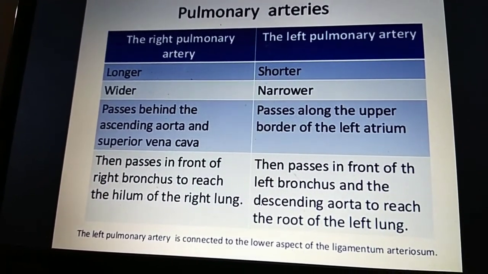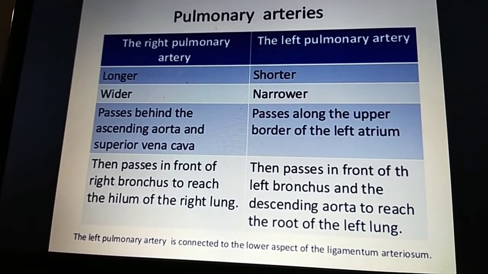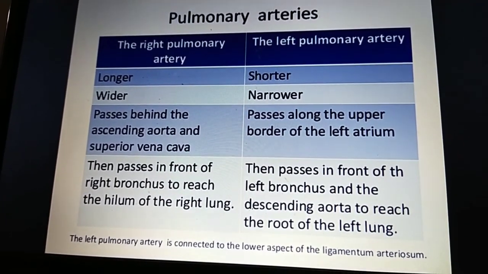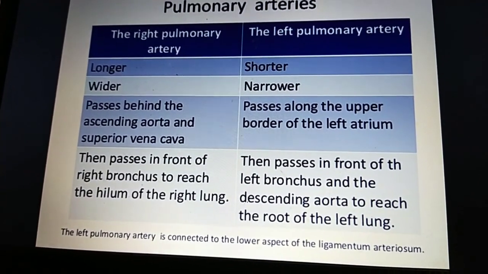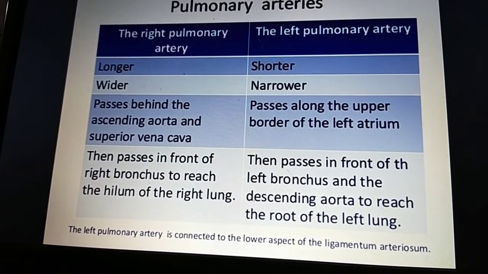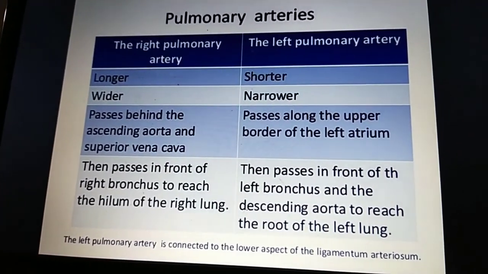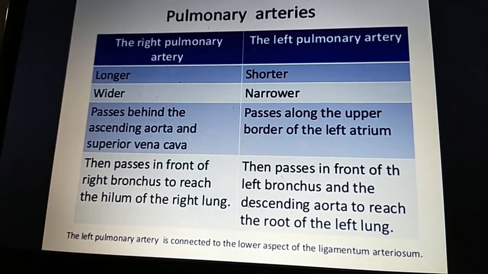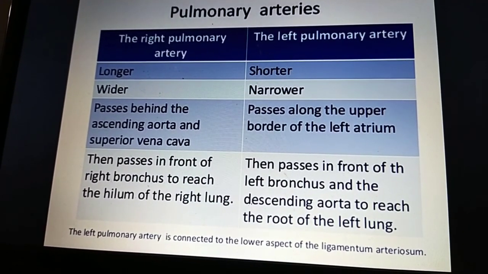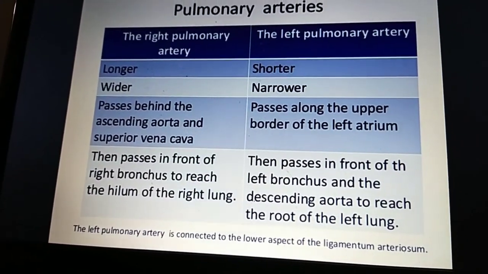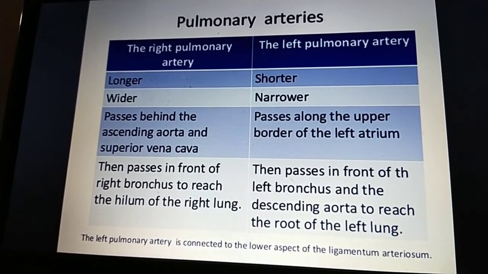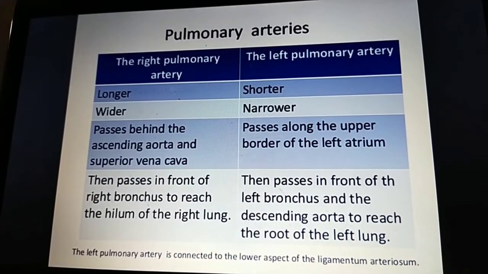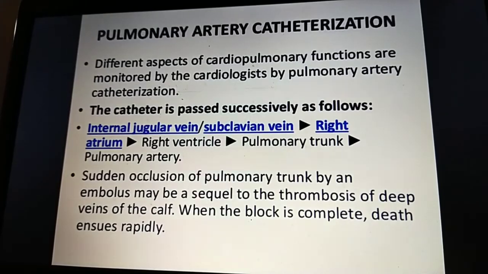The right passes behind the ascending aorta and the superior vena cava, along the upper border of the left atrium, then in front of the right bronchus to reach the hilum of the right lung. The left passes in front of the left bronchus and the descending aorta to reach the root of the left lung. This is the difference between the right and left pulmonary artery.